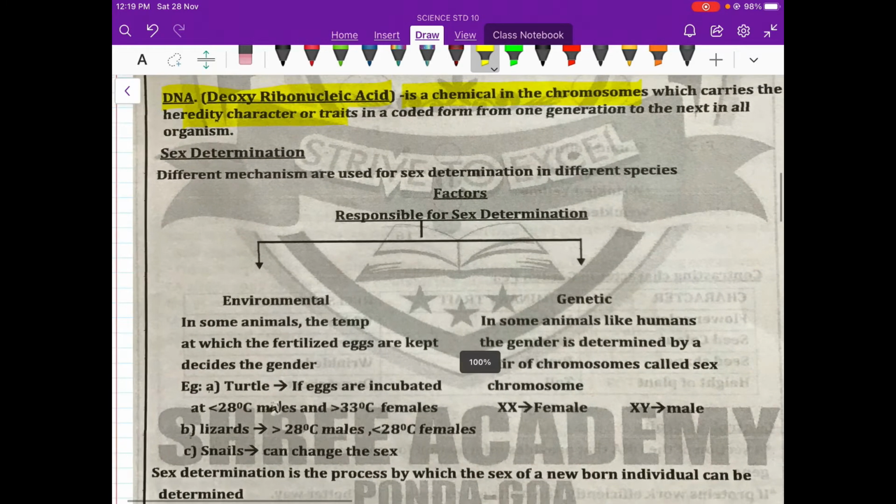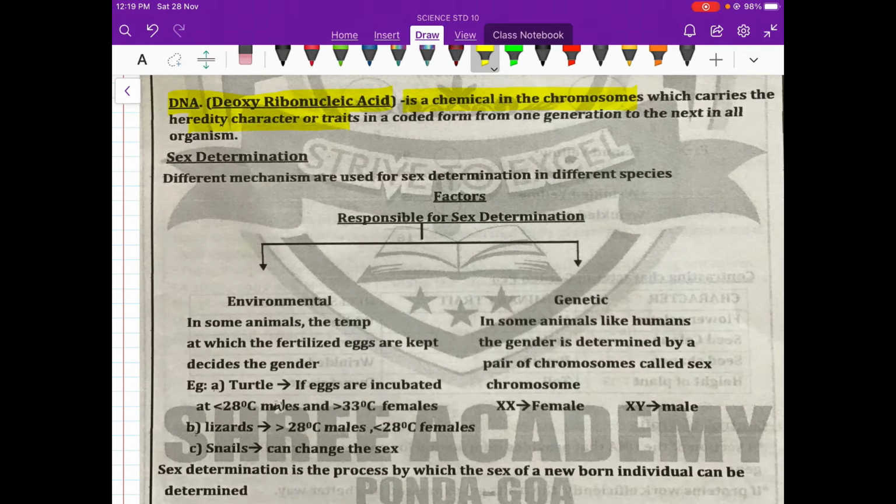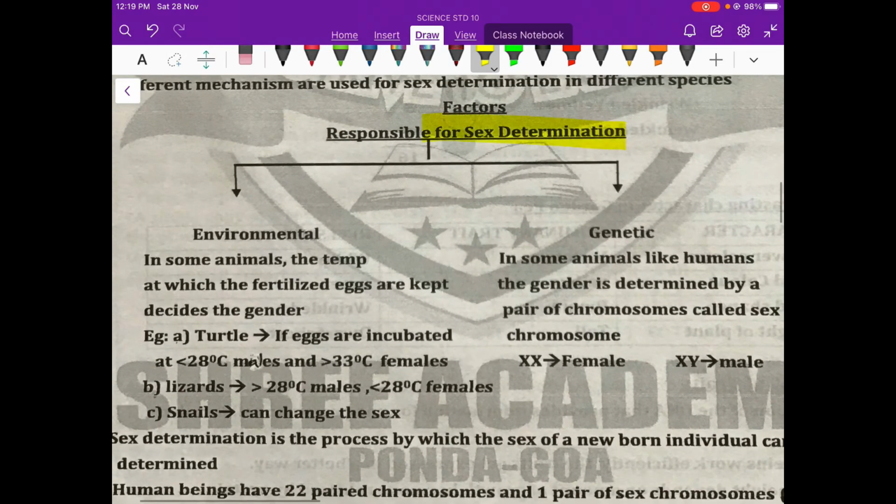So, how is the sex of the offspring decided? There are factors for determining the sex of the offspring. One set of factors is called environmental factors and the other is called genetic factors. Environmental factors affect the sex of the offspring in some cases. For example, in turtles, if the eggs are incubated at less than 28 degrees centigrade, males are formed, and if it is more than 33 degrees centigrade, females are formed.